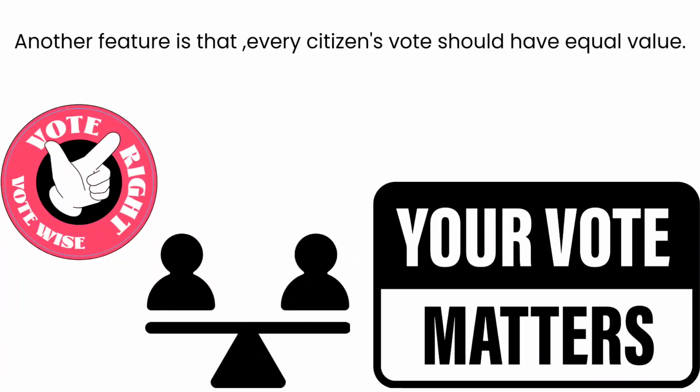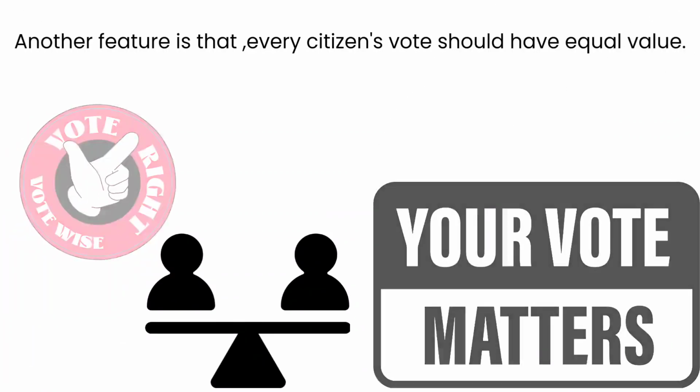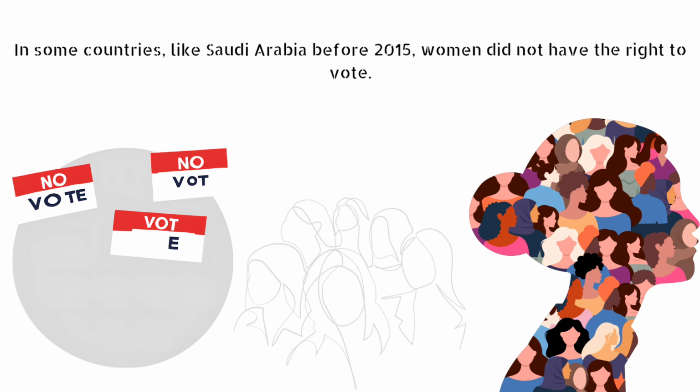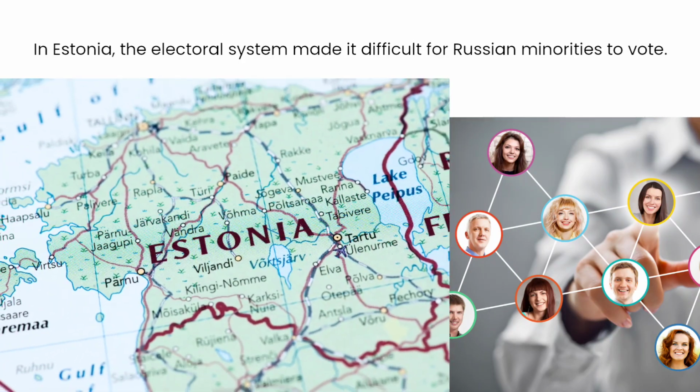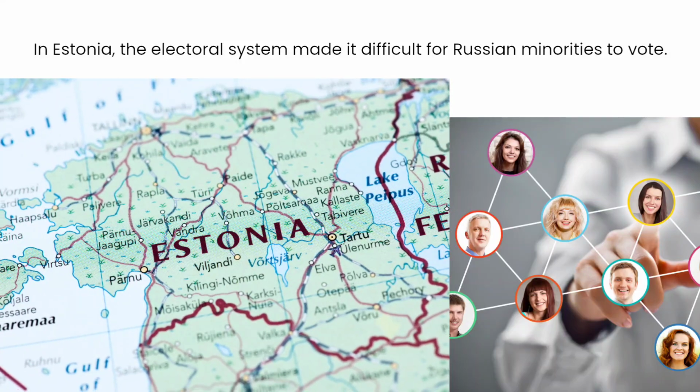Another feature is that every citizen's vote should have equal value. In some countries, like Saudi Arabia, before 2015, women did not have the right to vote. In Estonia, the electoral system made it difficult for Russian minorities to vote.